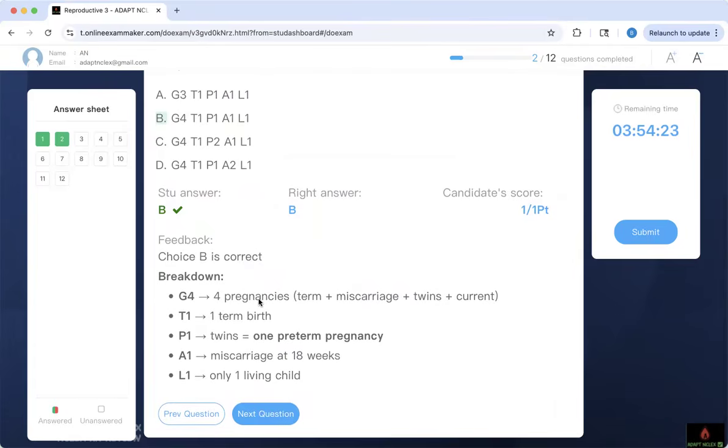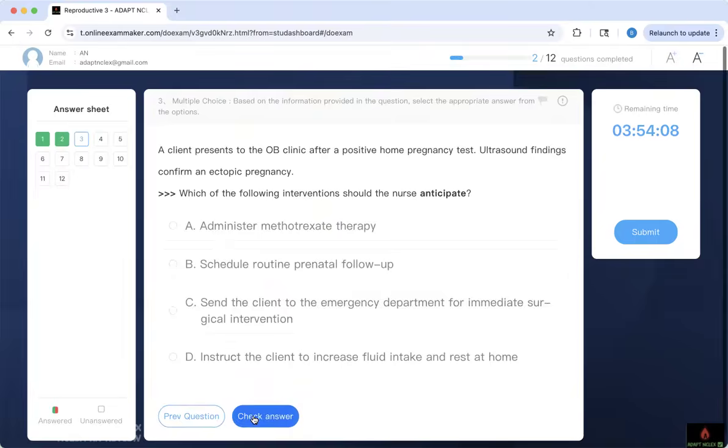We have 4 pregnancies: 1 set of twins, and then 1 term baby, and then the twins, they were born what? Preterm, right? But more than 20 weeks, and then 1 miscarriage at 18 weeks, and 1 living baby.